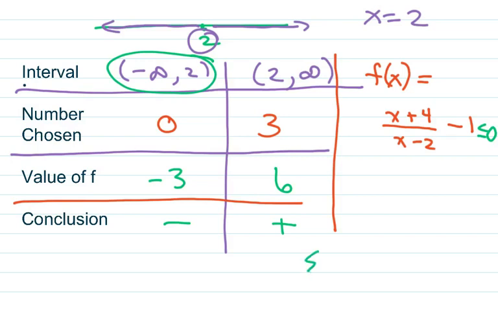So our solution set is x such that x is less than 2. It can't equal 2 because if you plug in 2 in here, that gives you your undefined. You can't divide by 0.